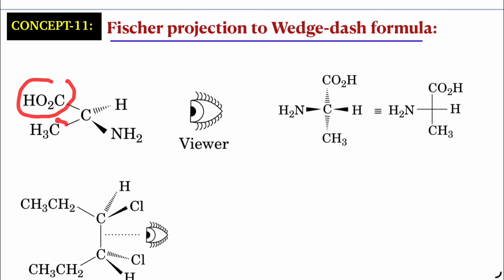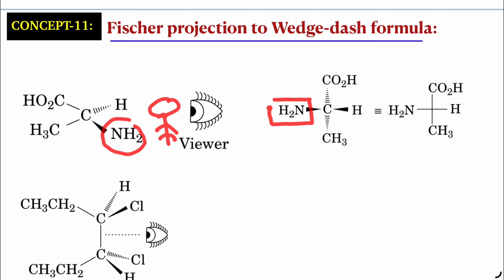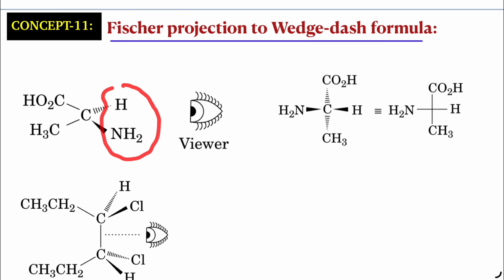and the groups on the broken wedge will be away from the observer. You can see COOH and CH3 are attached to the broken, dashed wedge. When you are seeing the molecule from this position, the NH2 group will be on the left side of the observer, therefore NH2 should be written on the left side and hydrogen should be written on the right side. These two groups are nearer to the observer, therefore you use solid wedges, and this is on the left side, hydrogen is on the right side.